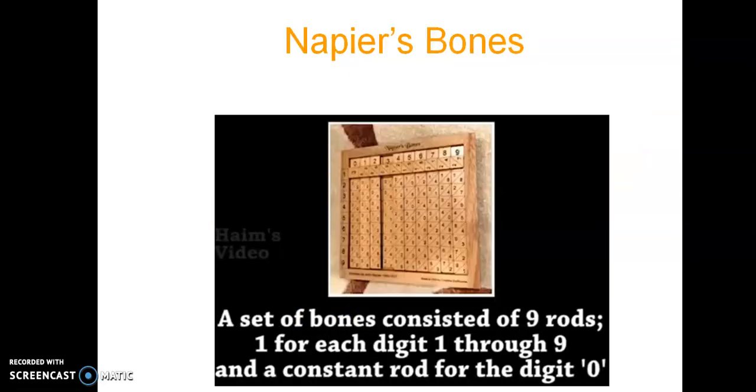Then the next method is Napier bones. It was developed by John Napier. Napier bones is a manually operated calculating device. It was a set of 11 rods marked with numbers. These rods were used to perform multiplications. Later on, an improved version of this device was used for division and finding the square root.